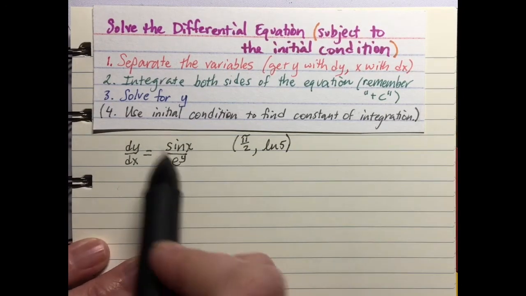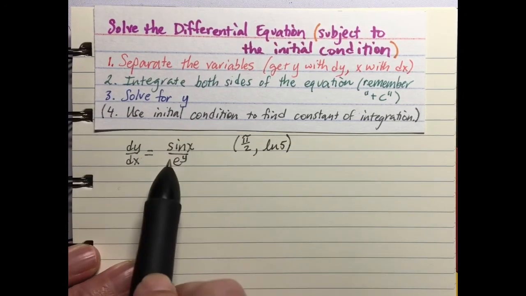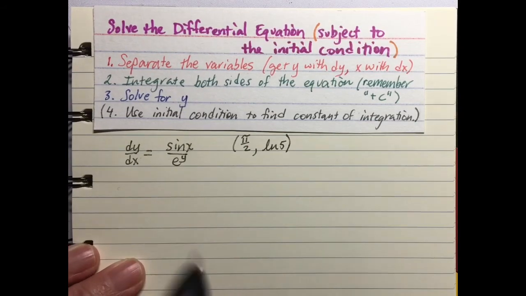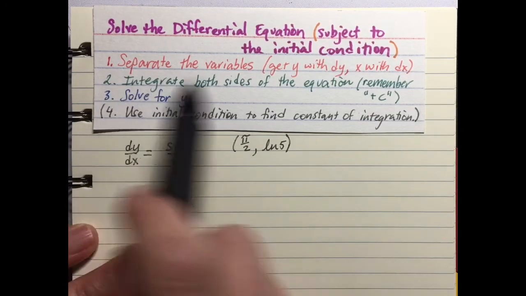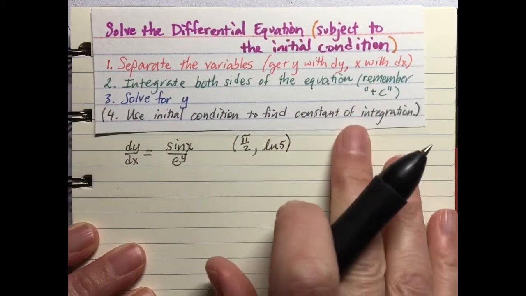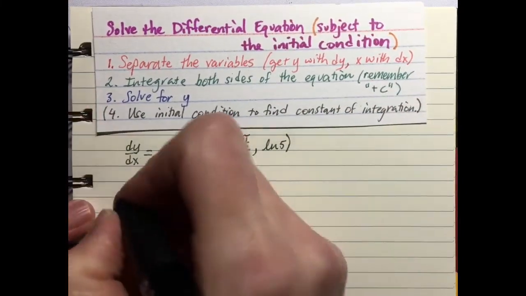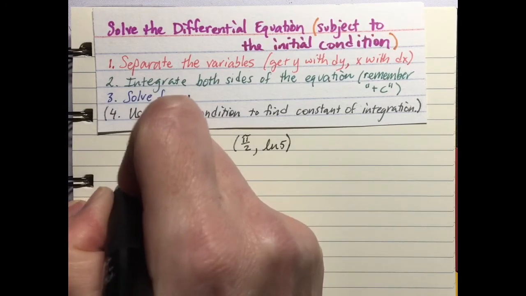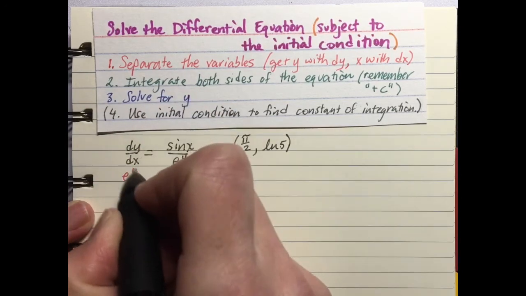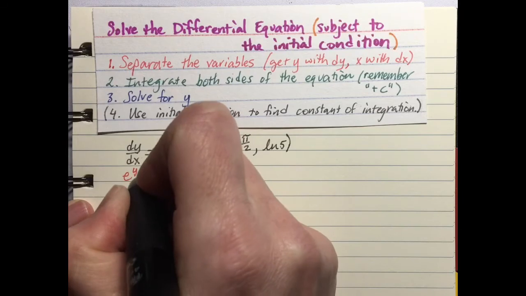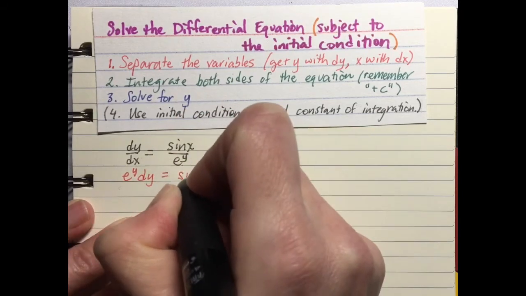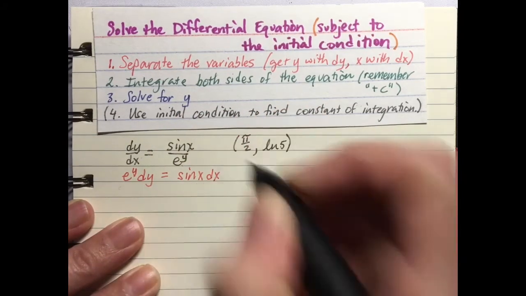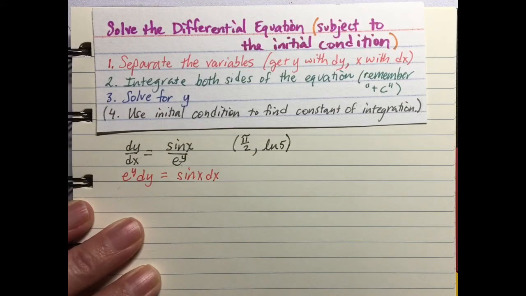Okay, so our third example, we have dy dx equals sine x over e to the y. And of course, our first step, separate the variables, get the dy and y hanging out together. So I'm going to multiply both sides by the e to the y, and while I'm at it, I'm also going to multiply both sides by the dx. So I have e to the y dy equals sine x dx. So there is my separate step.